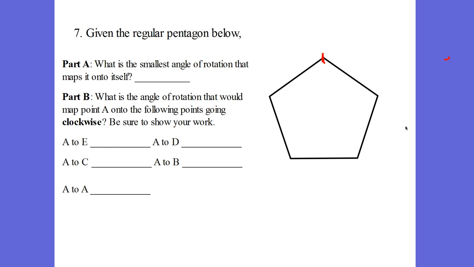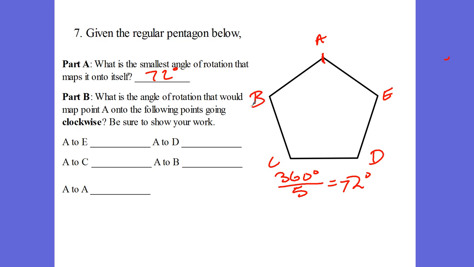So now for my order, I would do 360 degrees divided by 5, which gives me 72. So the smallest is 72, right? Let's do the letters. A, E, D, C, B.